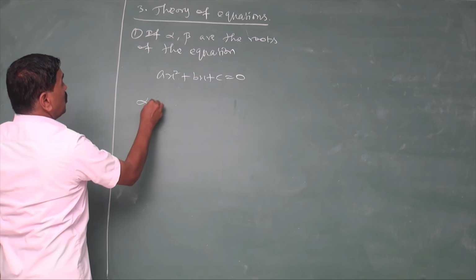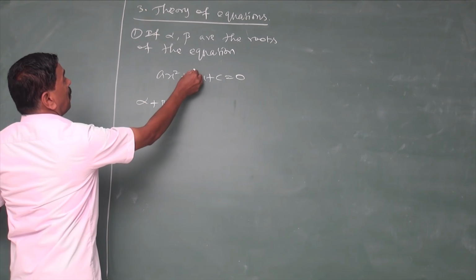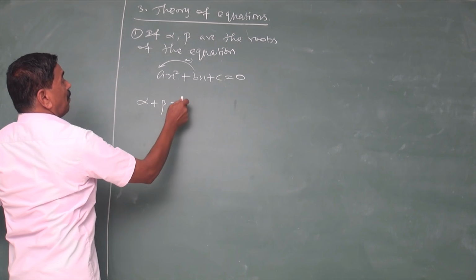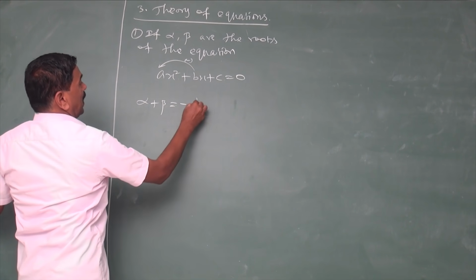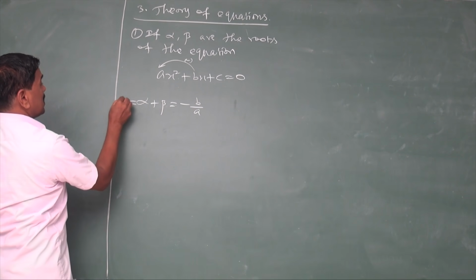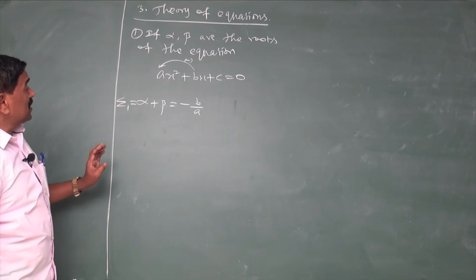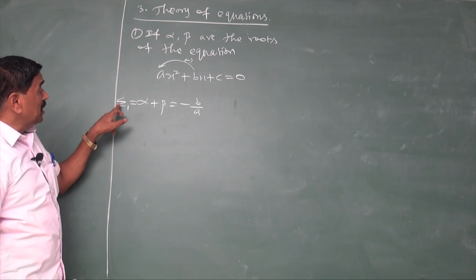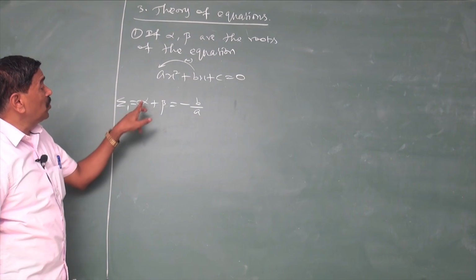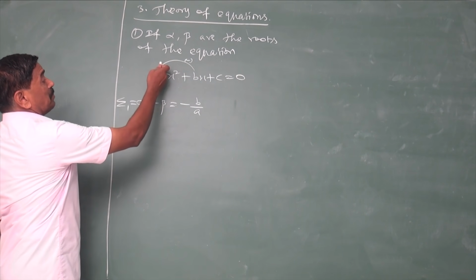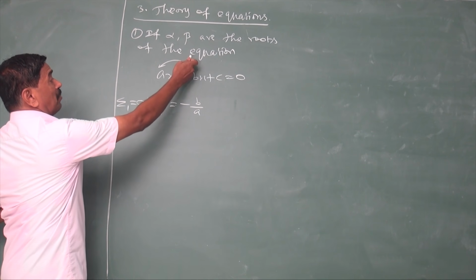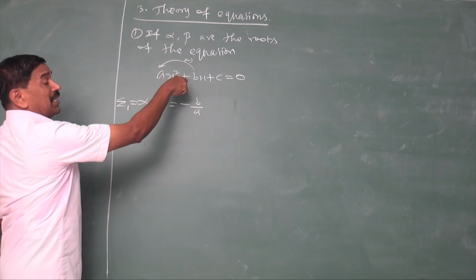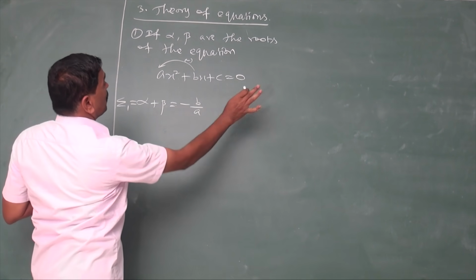Now sum of the roots alpha plus beta is equal to minus b by a, and it is known as sigma 1. Sigma 1 means sum of the roots taken one at a time. So sum of the roots taken one at a time is said to be sigma 1. Sigma 1 is equal to alpha plus beta is equal to minus b by a. Here minus into plus is minus, so minus b by a. So the first one is correct.